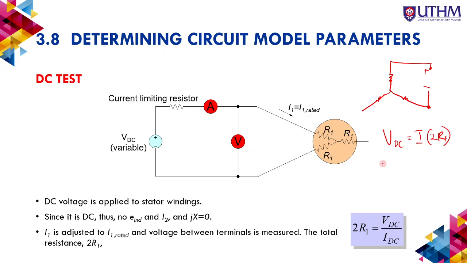So R1 is equal to VDC over I. Since the DC does not induce any voltage, the rotor is not moving, and I adjust to the rated current, measuring the voltage between the terminals. So this is the easiest way, and we will get the value of R, where VDC equals 2I R.